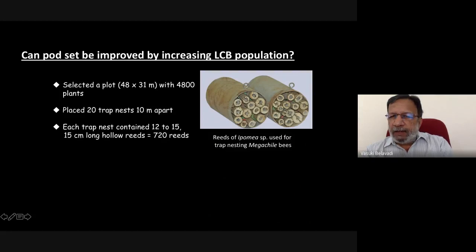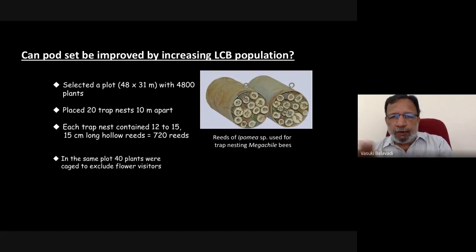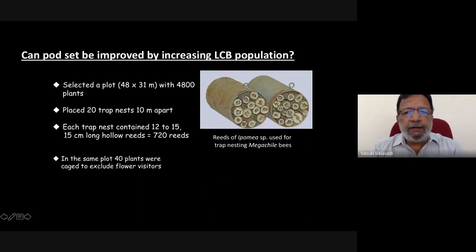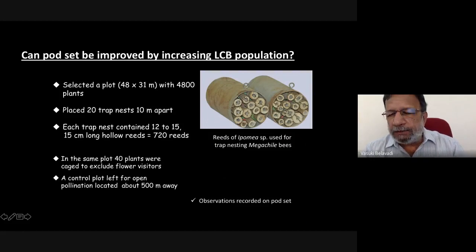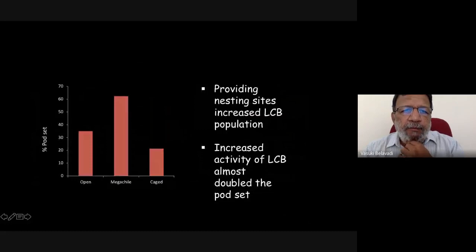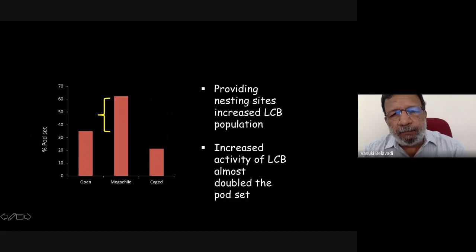So in total we had 720 reeds, of which about 30% were occupied by the Megachile. So the population that was active in the field was naturally more. And in the same plot, we had about 40 plants which were caged to exclude flower visitors. And we also had a control plot about 500 meters away, wherein we had not kept this, which was for natural open pollination. And when we recorded the pod set in all these three treatments, we found that where we increased the Megachile population, there was almost a doubling of the pod set. So compared to the open pollination, the pod set in the plot where we introduced the trap nests and increased the population of leafcutter bees was significantly higher.